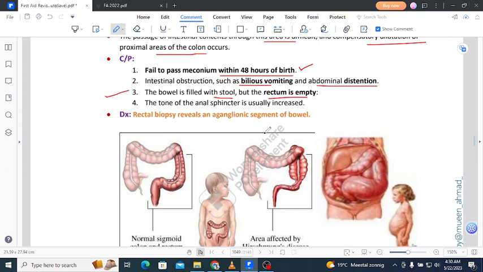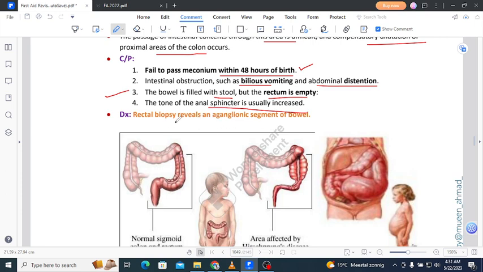Like when you do the x-ray, the bowel will be filled with stool, or maybe the abdominal distension will be telling you that the bowel is filled with stool, but the rectum will be empty, and there will be a squirt sign. When you do the digital rectal examination, you put the finger inside the rectum, and that maneuver dilates the rectum for a while, and then the stool that is accumulating proximal to that will be pushed into the dilated segment, and there will be a squirt sign, and that is seen with Hirschsprung disease. The tone of the anal sphincter is usually increased.